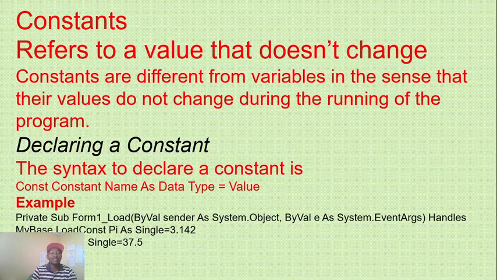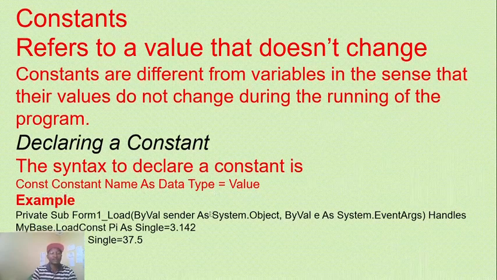When we are declaring a constant, we use the keyword Const. This one, ladies and gentlemen, we use Const, constant name As data type = value. For example, Const temperature As Single = 7.5. Here we are declaring the constant temp by using the keyword Const. Therefore, Const temp As Single. Single is the data type here. That takes us to constant name As data type = value.